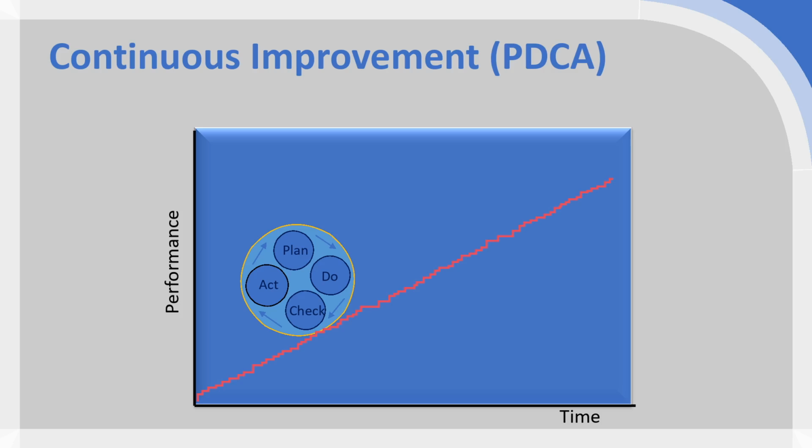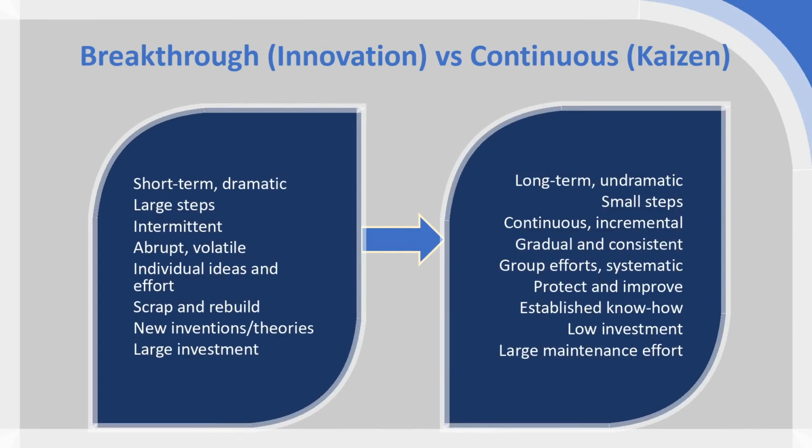We can see that there are fairly clear advantages and disadvantages to both. Breakthrough improvement, often known as innovation or a source of innovation, versus continuous process change, often referred to as Kaizen, a Japanese term which gained popularity. So we have short-term and dramatic large change versus long-term fairly quiet small changes.